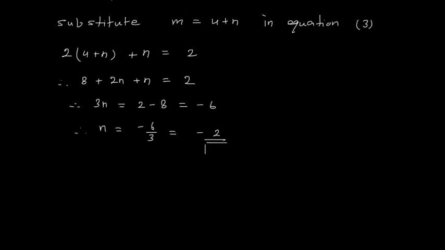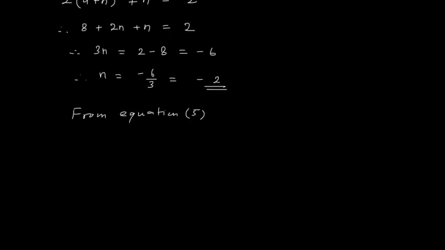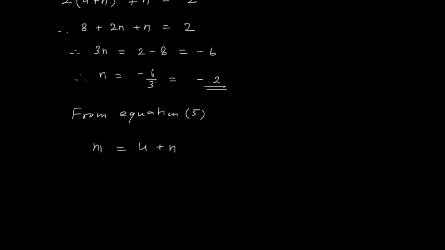Now from equation 5, m is equals to 4 plus n. So it will become 4 plus minus 2, which is 4 minus 2, which is 2. So therefore m is equals to 2 and n is equals to minus 2.